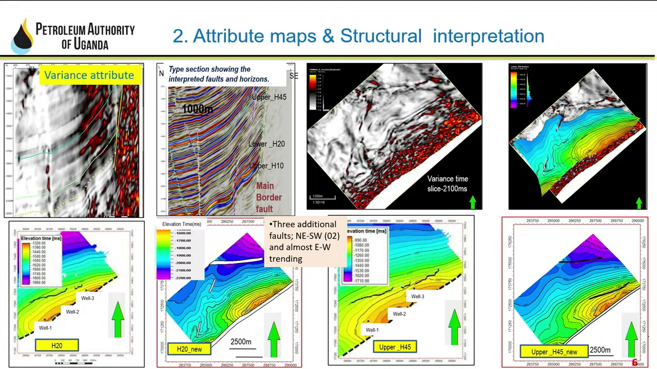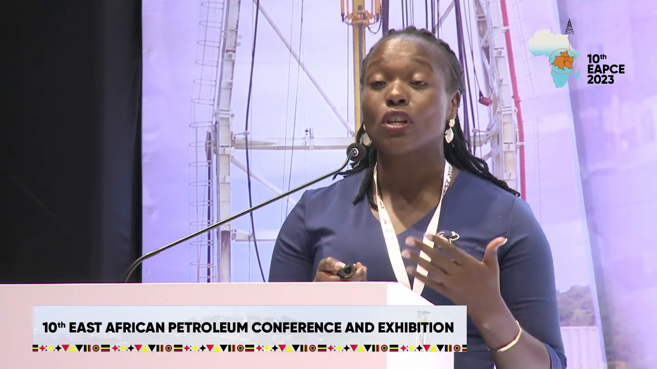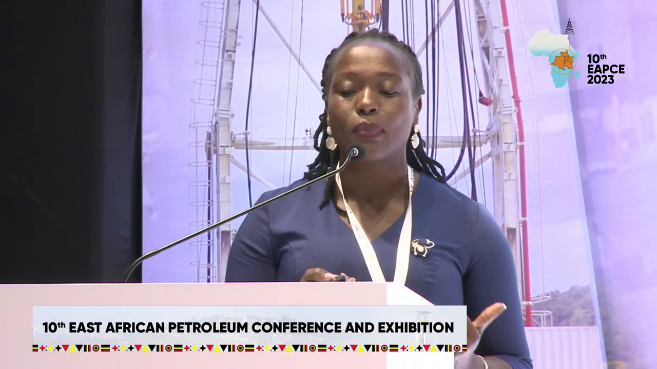And then the middle map shows the extraction of a time slice at some level, about 2,100 milliseconds, to bring out the faults that we were able to see in the variance attribute. Then the last, basically here what I did is I managed to extract faults that had not been interpreted before. And then the below maps are showing the interpretation of the previous work that had been done, and the work that I was able to do.